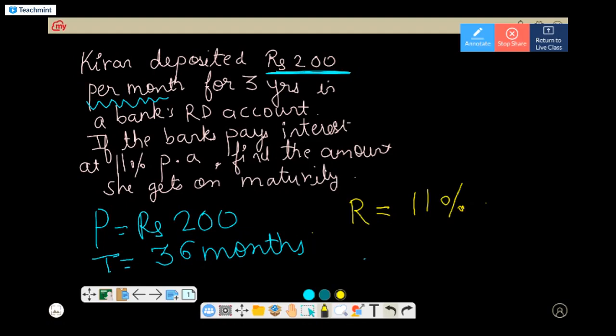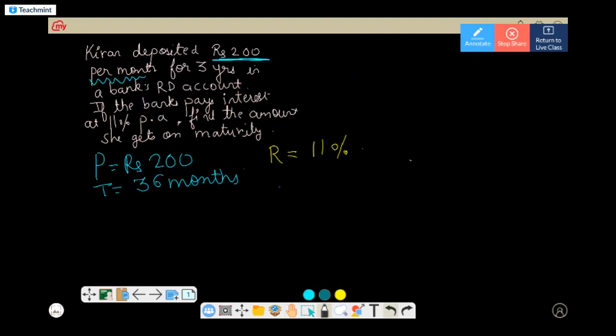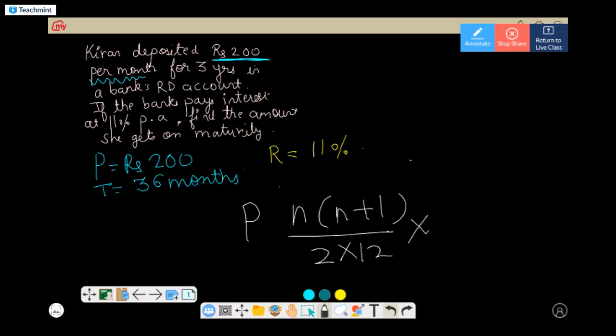Yes, Ansh, tell me the formula we are going to use. Ma'am, P into n plus 1 upon 2 into 12 into R upon 100. Correct. Yes, very good. R by 100. This is the formula for interest. You can write SI also because this is actually calculated in the SI way. Now let's substitute the values.